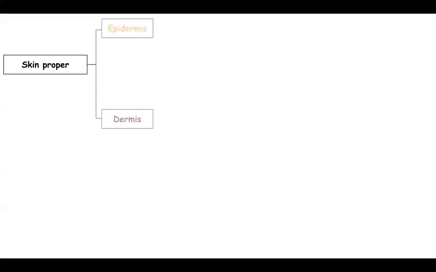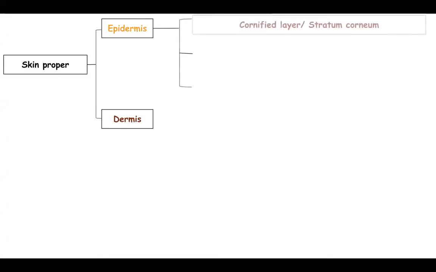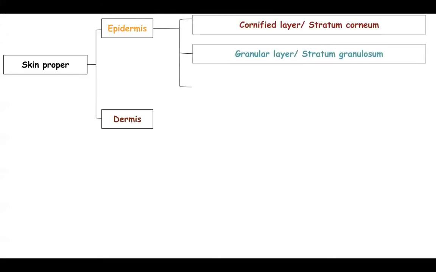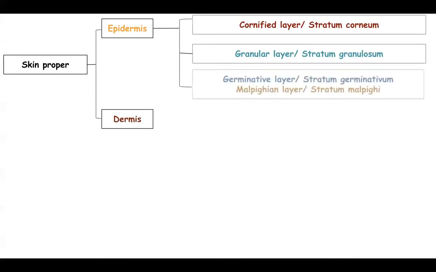So let's start. The human skin is divided into two parts. One part is called skin proper, which is further divided into epidermis and dermis. The epidermis is the outermost layer and the dermis is the inner layer. The epidermis is further divided into cornified layer or stratum corneum, granular layer or stratum granulosum, germinative layer or stratum germinativum, which is also called the Malpighian layer or stratum Malpighiae.